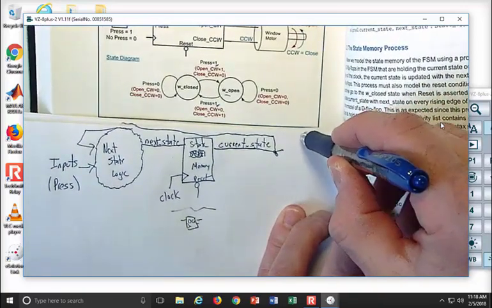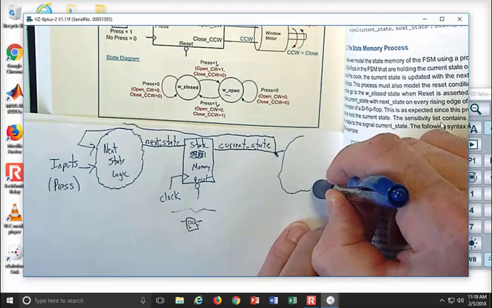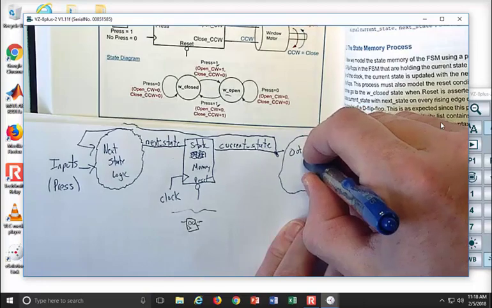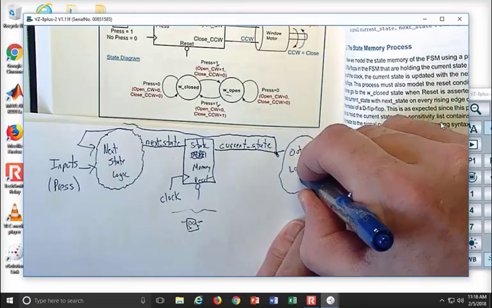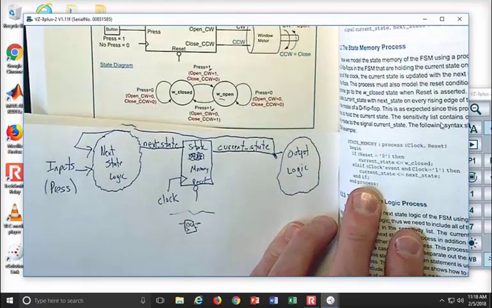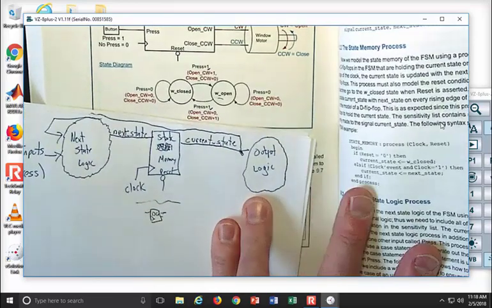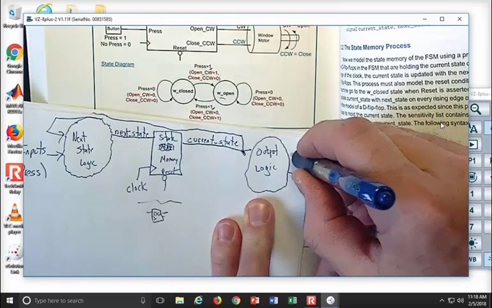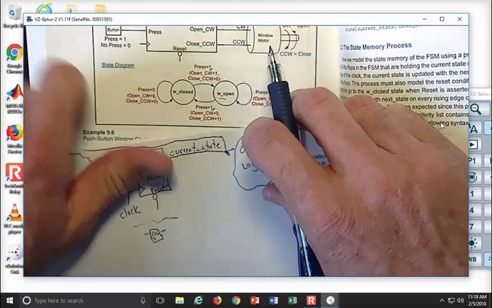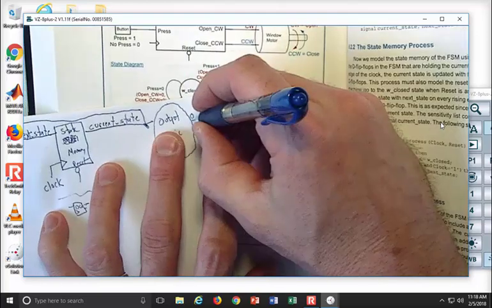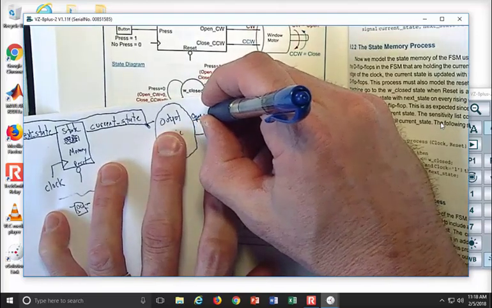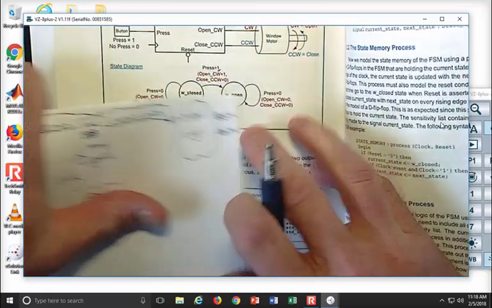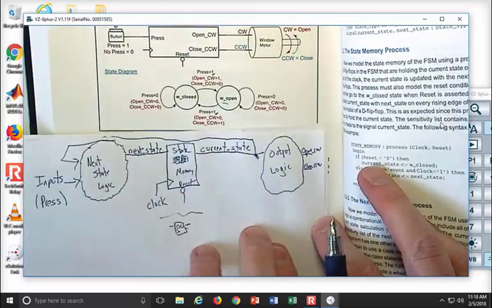I'm going to come over here and I now am going to put the third block on here, which is going to be called the output logic. The output logic will produce the outputs. And in this situation, what is the output? There's actually two outputs. One of them is going to be called open CCW. Let me write it like this. Open CW, and then this is close CCW. And that now is my output logic.